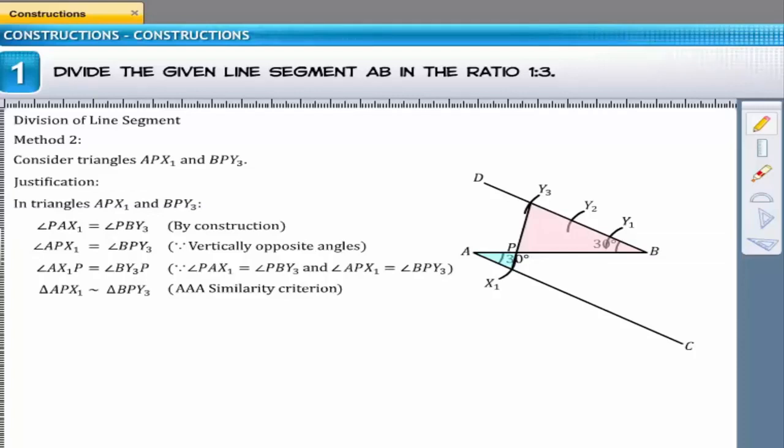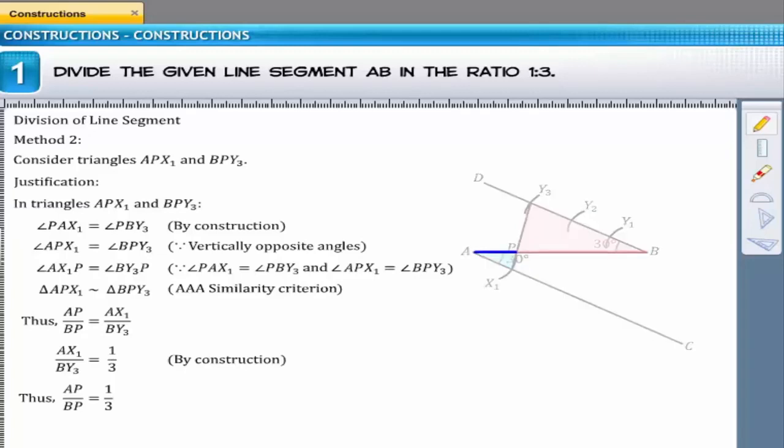Since triangles APX1 and BPY3 are similar, their sides will be in the same proportion. Thus, AP upon BP is equal to AX1 upon BY3. By construction, AX1 upon BY3 is equal to 1 by 3. Thus, AP upon PB is also equal to 1 by 3. In other words, the ratio AP is to PB is 1 is to 3.